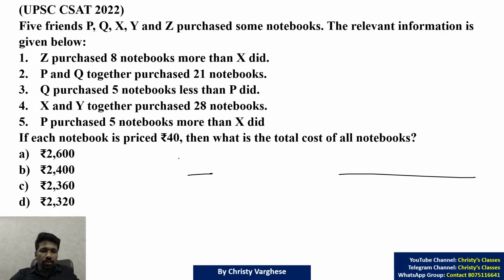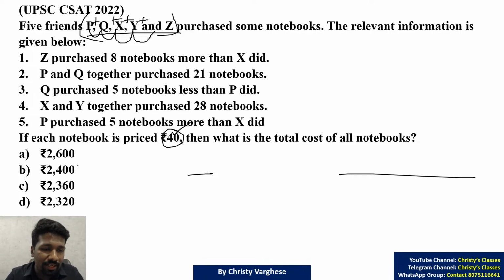Let's continue. So if each notebook is priced 40, means 1 notebook is 40, and the total number of notebooks is P's notebooks plus Q's notebooks plus X's notebooks plus Y's notebooks plus Z's notebooks. So adding all that is the number of notebooks. Every notebook is 40 rupees, so that sum times 40 is the answer, or 40 times something is the answer. A number which is a multiple of 40 can only be the answer. If in case only one option was a multiple of 40, that could have been taken as the answer directly without any further simplification or any further solution.